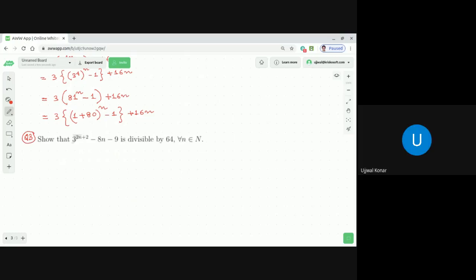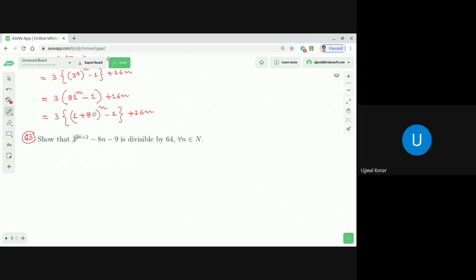3 power 2 means what? 9. 9 is nothing but 1 plus 8. See, without touching our pen and paper, we can understand that, yeah, we can prove it. Correct or not? And the last part of the expression, 9, is 8 plus 1. So without touching pen and paper, we can think that we can approach this problem because 64 is 8 square. Correct, no?